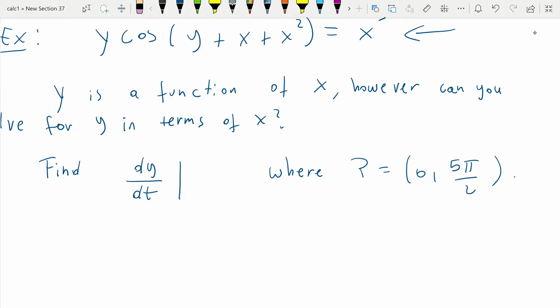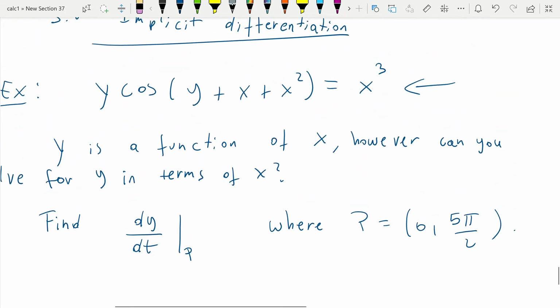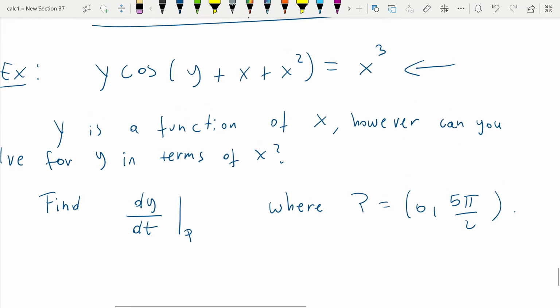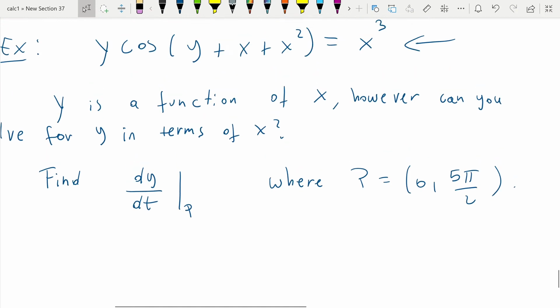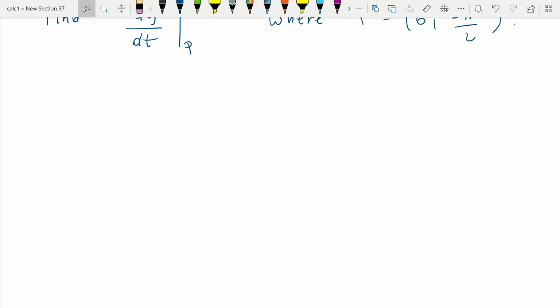Well, as I said, we cannot simply write y of x equals some function of x, because this is not possible. You will not be able to solve for y in terms of x. So what we're going to do here is take the derivative with respect to x on both sides, keeping in mind that y is a function of x. So this is what we'll do.